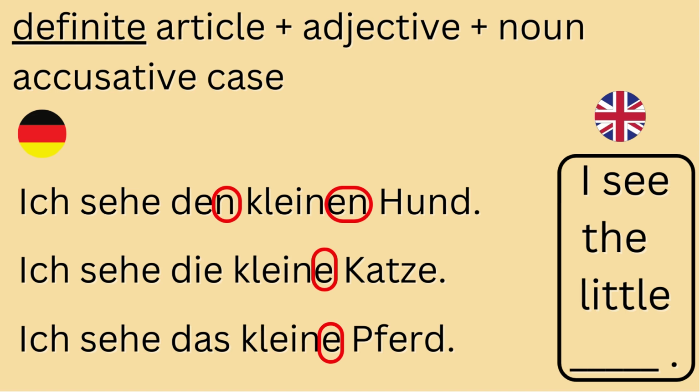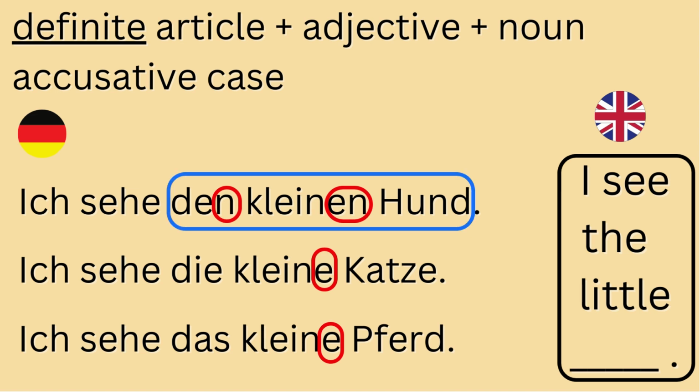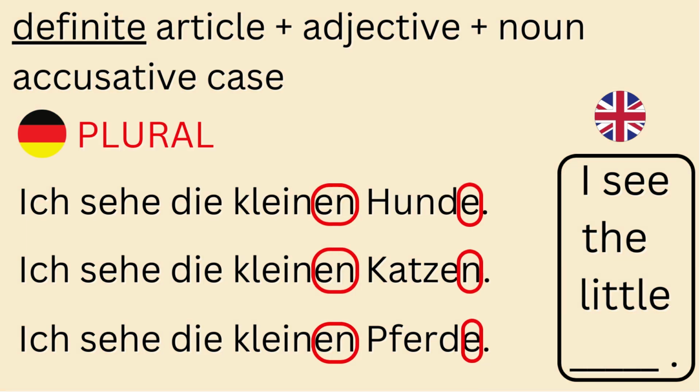The only difference with those 3 that you see is in the masculine singular. So in the nominative, it was der kleine Hund, and now it's den kleinen Hund. So we have an N added to kleine, and the der changes to den. So in both cases, we have an N added. The plural would be, ich sehe die kleinen Hunde, Katzen, Pferde, which is identical to the nominative. So I see the little dogs, cats, or horses.